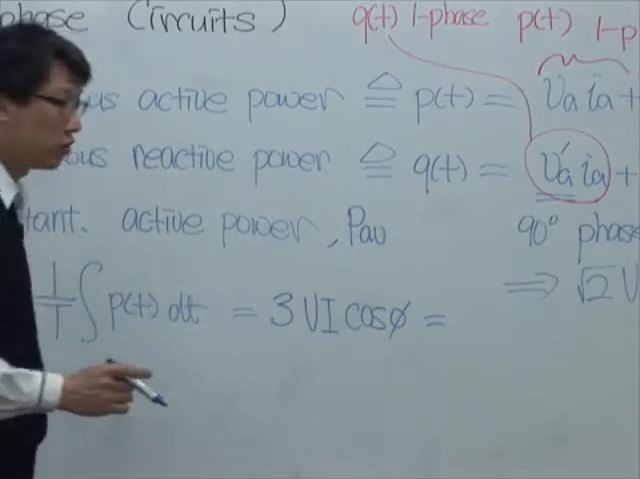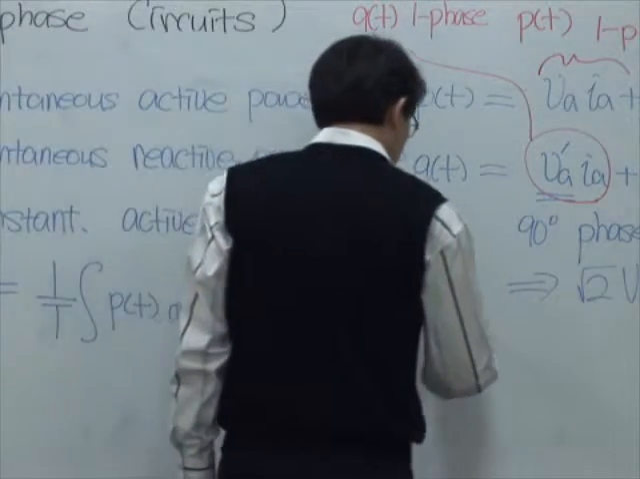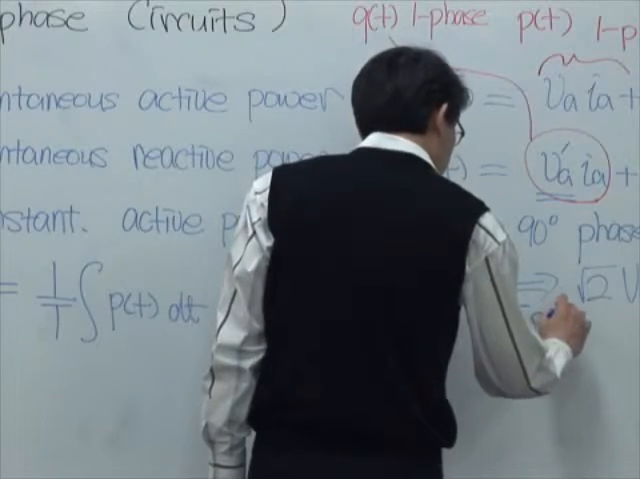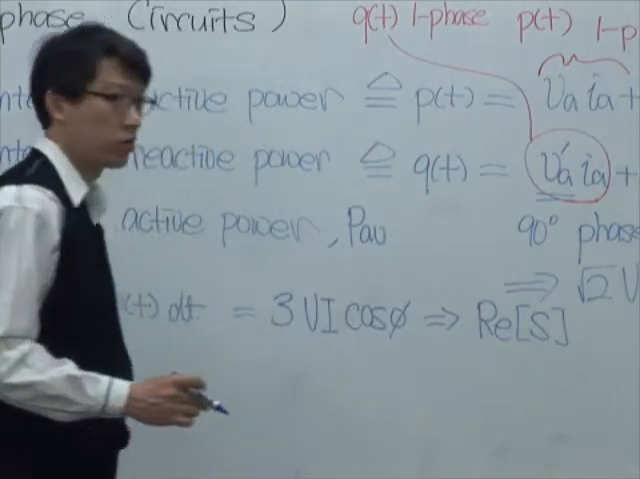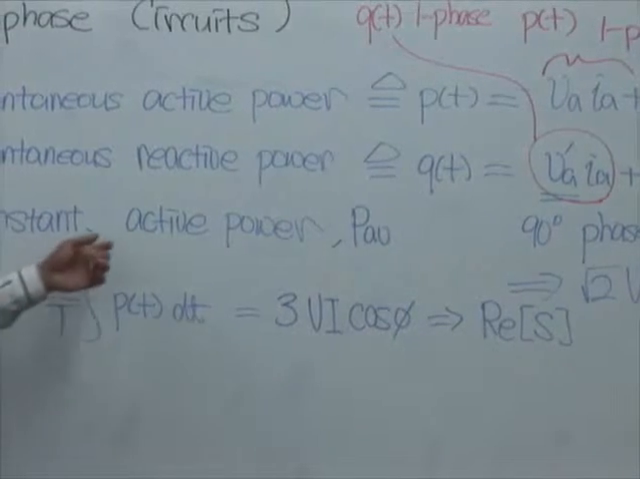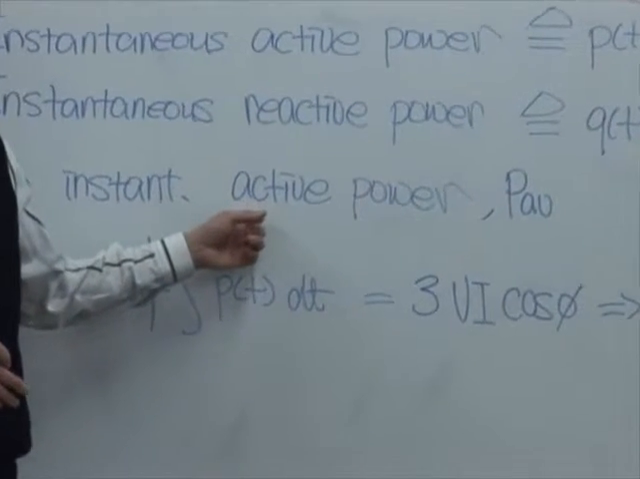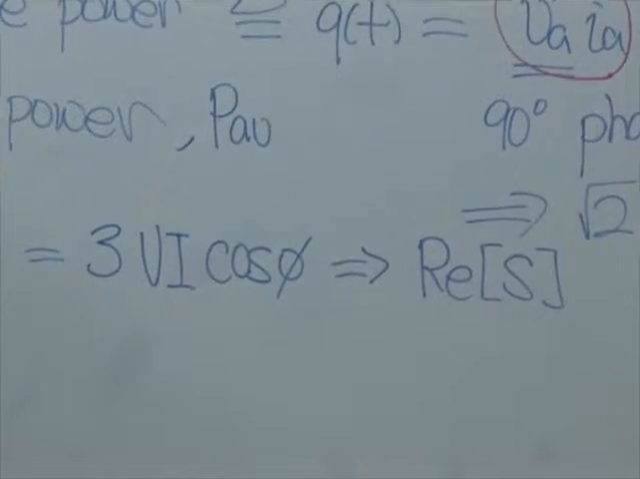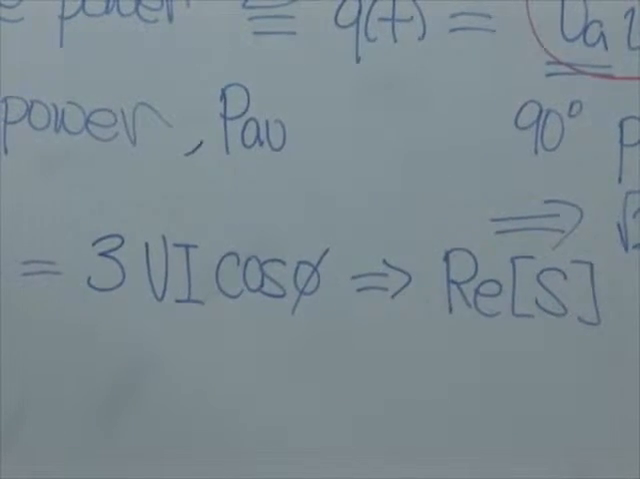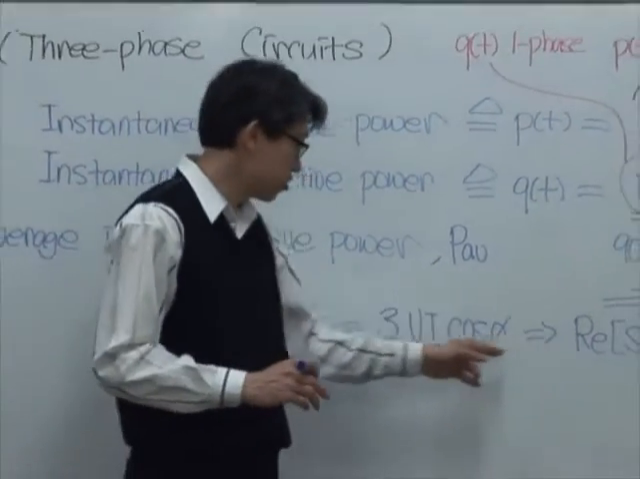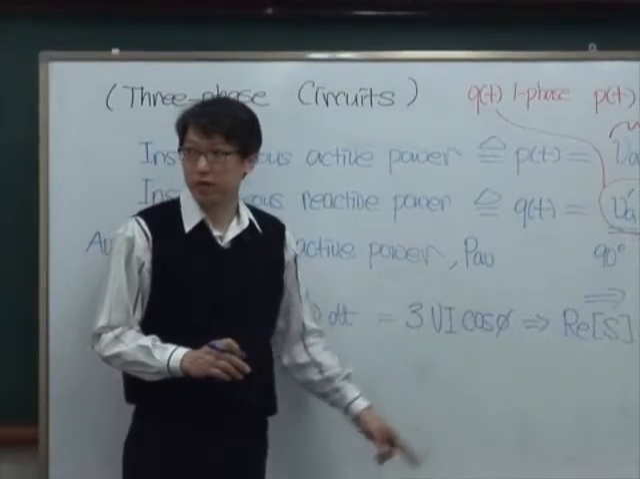And here you notice that this is same as the real power of complex. Real part of the complex. So, complex power is same as average power. Okay? As a conclusion, complex power is same as average power, in some sense. So, the real part of the complex power is 3VI cosine phi. Okay?